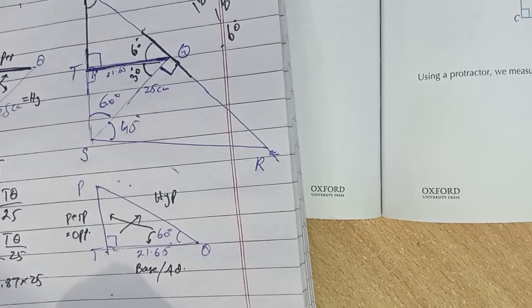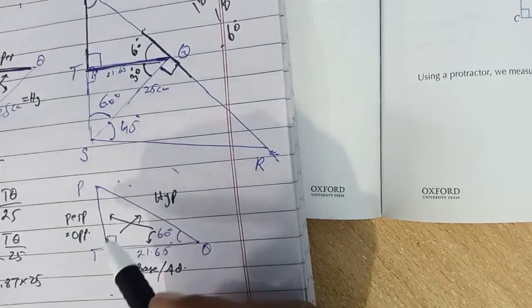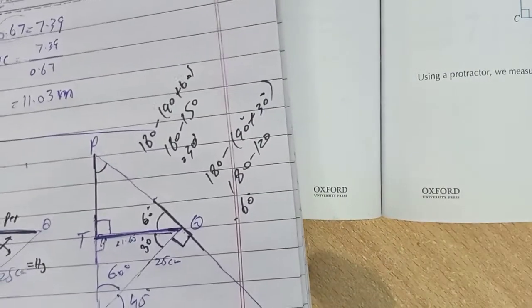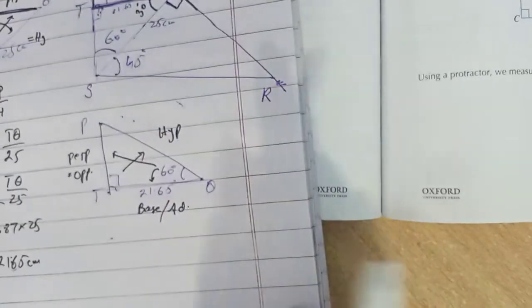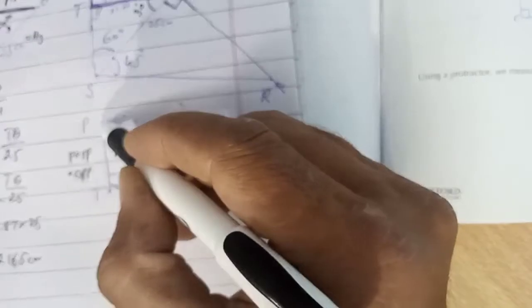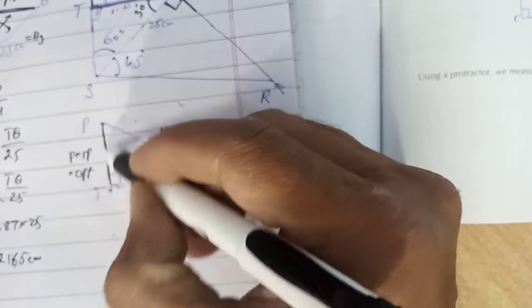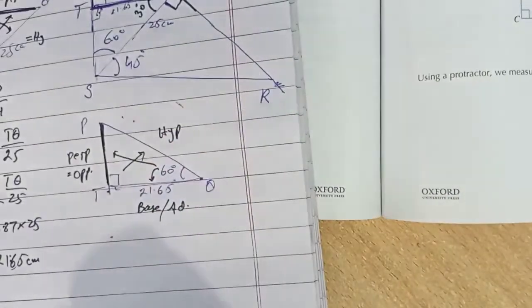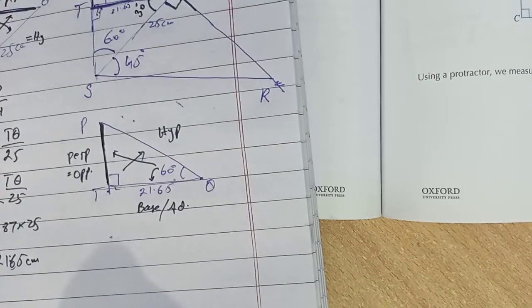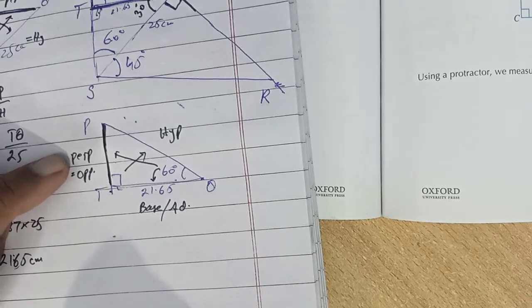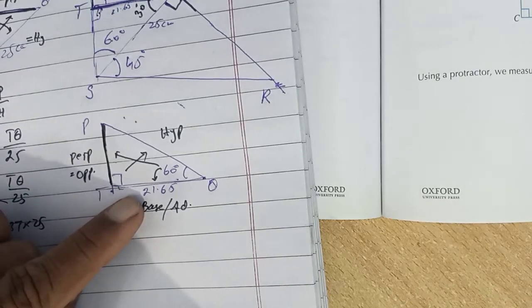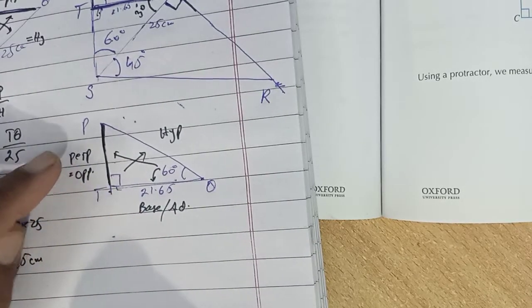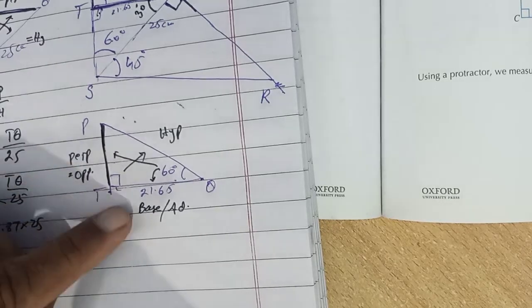No, what you have to determine in this is PT. You have to determine this side, the side whose value is to be determined. This is perpendicular and the given side is this, which is the base. What is the ratio between perpendicular and base called?